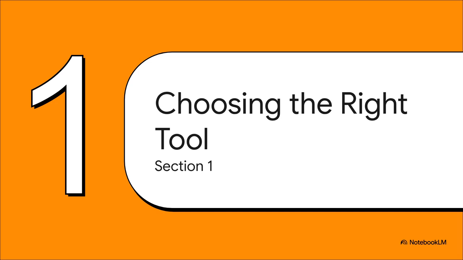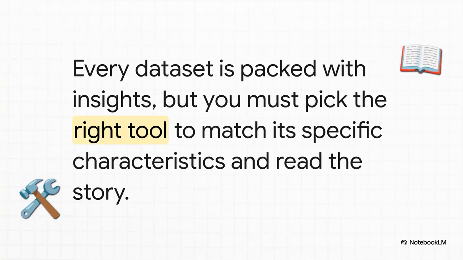Section 1, choosing the right tool. The big idea here is simple. Think of statistical tests like tools in a toolbox. I mean, you wouldn't use a hammer to saw a piece of wood, right? The exact same logic applies to data. Think about it. Every single data set has a story buried inside it. But here's the thing. Picking a statistical test isn't just some technical, boring step. It's about figuring out the language the data is speaking before you try to read it.